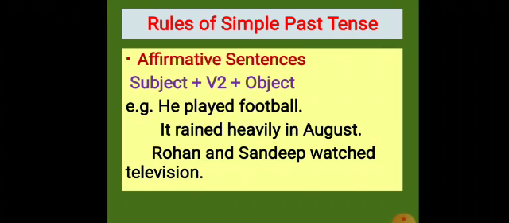So what is the rule of simple past tense? In affirmative sentences, subject plus V2, plus object. V2 is the second form of the verb. So when we frame a sentence in simple past tense, the structure of the sentence is: first we write the subject, then we write the second form of the verb, and then the object.